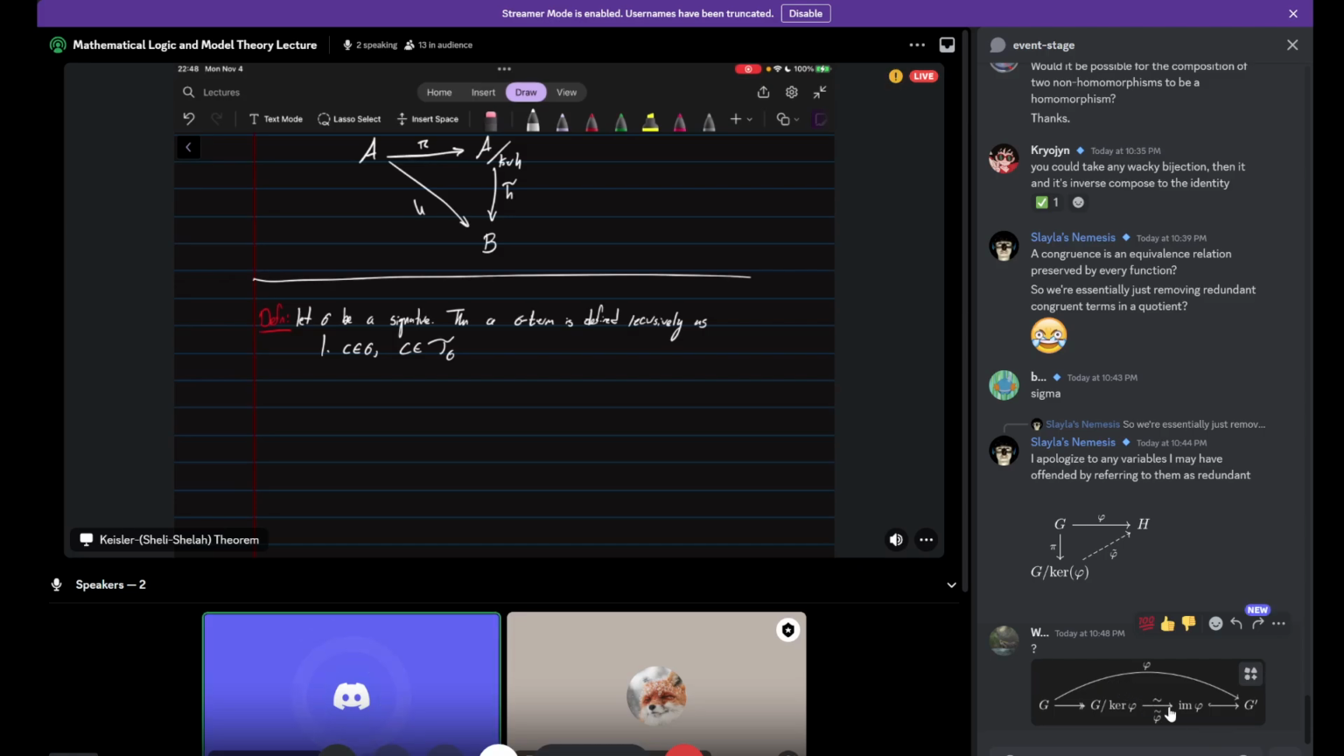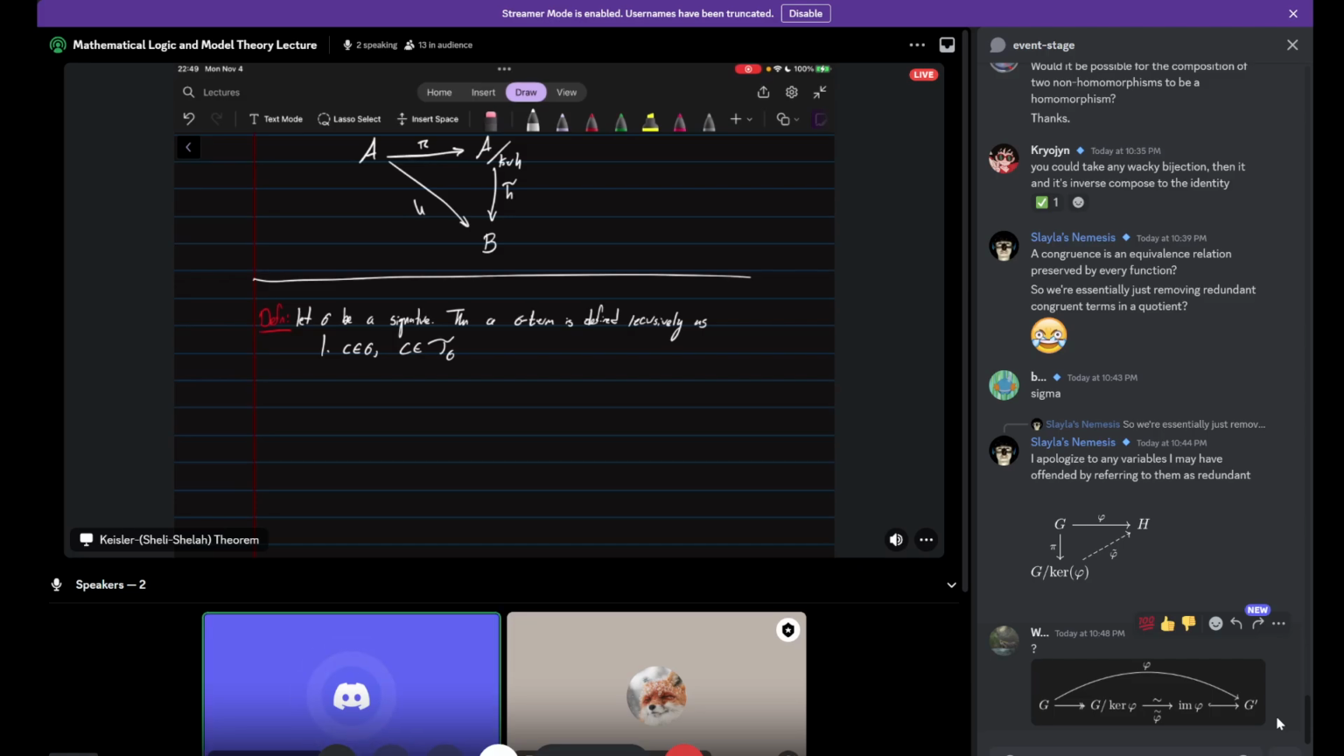Another commutative diagram for the first isomorphism theorem. The first arrow means it's surjective, the second arrow means it's an isomorphism, and the third arrow is an embedding, and all of those composed together gives you phi. But that's not important.